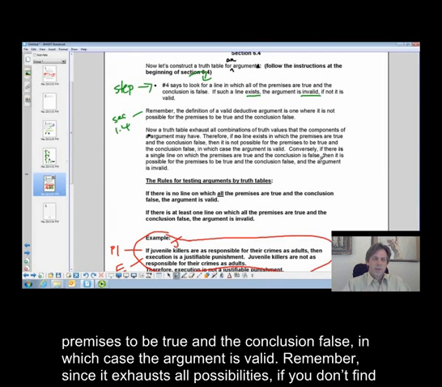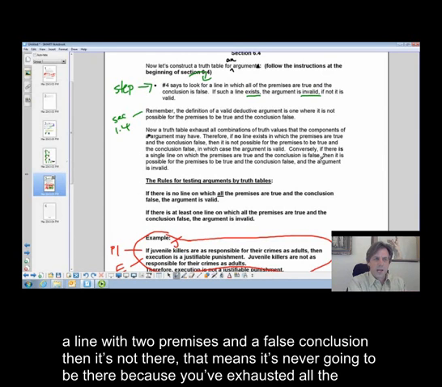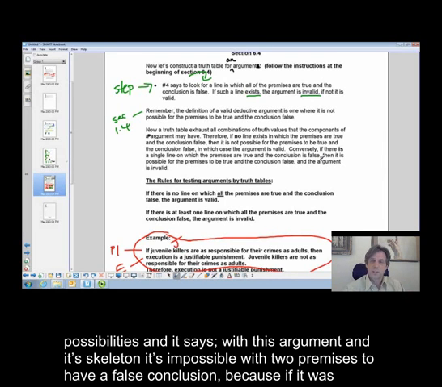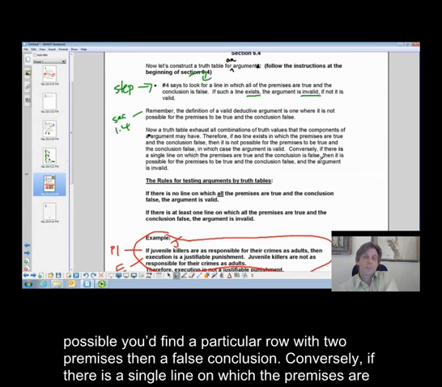Remember, since it exhausts all possibilities, if you don't find a line with true premises and a false conclusion, then it's not there. That means it's never going to be there because you've exhausted all the possibilities. And with this argument and its skeleton, it's impossible with true premises to have a false conclusion, because if it was possible, you'd find a particular row with true premises and a false conclusion, right? Okay.